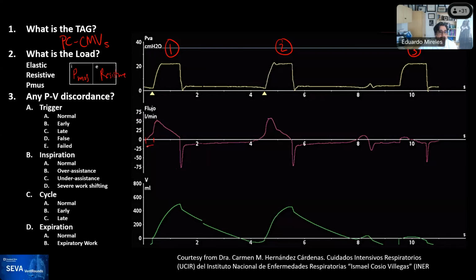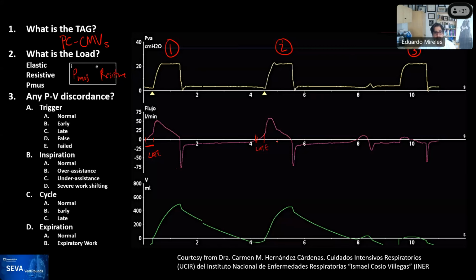So this is a classic delayed or late trigger. It just took a long time for the patient to trigger. And in the setting of increased resistive load, that makes you think about auto-PEEP. If you see the next one, breath number 2, again, you see the breath crossing probably more or less there, and the ventilator pressurizing all the way over here. So this is another late.